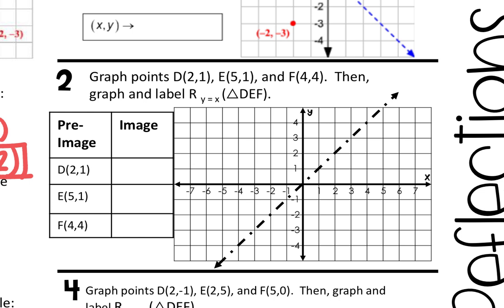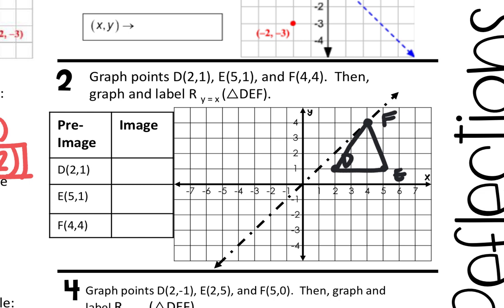D is (2, 1), and I have to find 2 and then go up 1. And this is my point D. (5, 1) is my point E. And F (4, 4) is right on that line. It's going to be F. Okay, so what I'm going to do is connect the points, as you can see. So we have D, E, and F. I made a little mistake, I shouldn't have put that little dot there. It's just F. There we go. So D, E, F.